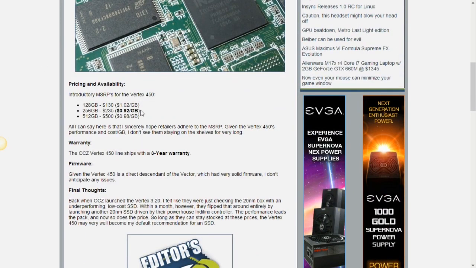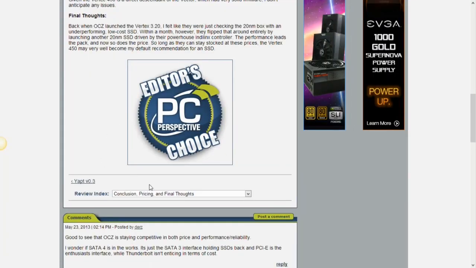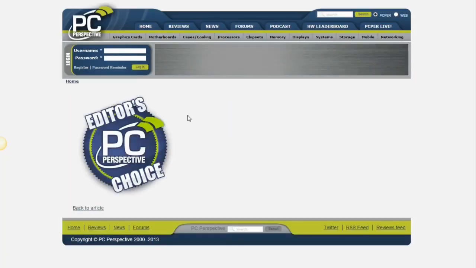And here we go. 92 cents per gigabyte on the 256 gig, which is arguably the most popular capacity anyway. So it's nice that the sweet spot is where people are probably going to be buying them anyway, right? It looks good all around, especially for that price. If the MSRP is that, and retailers actually will hold to that MSRP, hopefully.